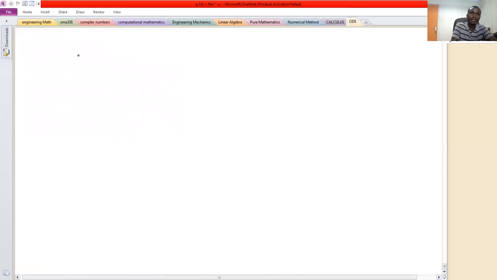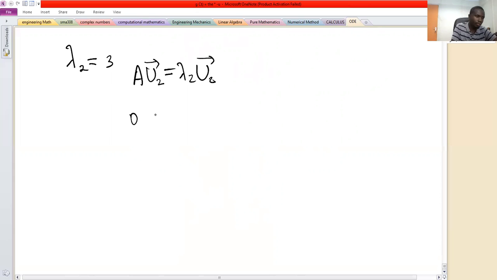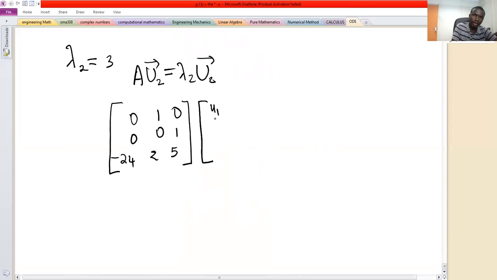And then lambda 2, the second eigenvalue in this problem, was given by 3. So A u2 equals lambda 2 u2. And so we have our A matrix 0, 1, 0, 0, 0, 1, minus 24, 2, 5. So let u2 be u1, u2, u3.